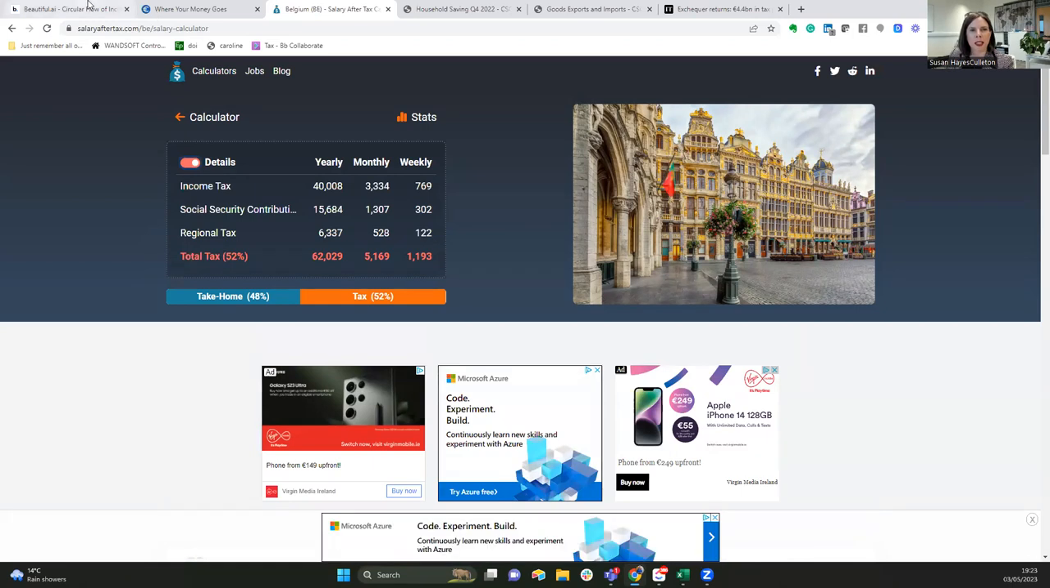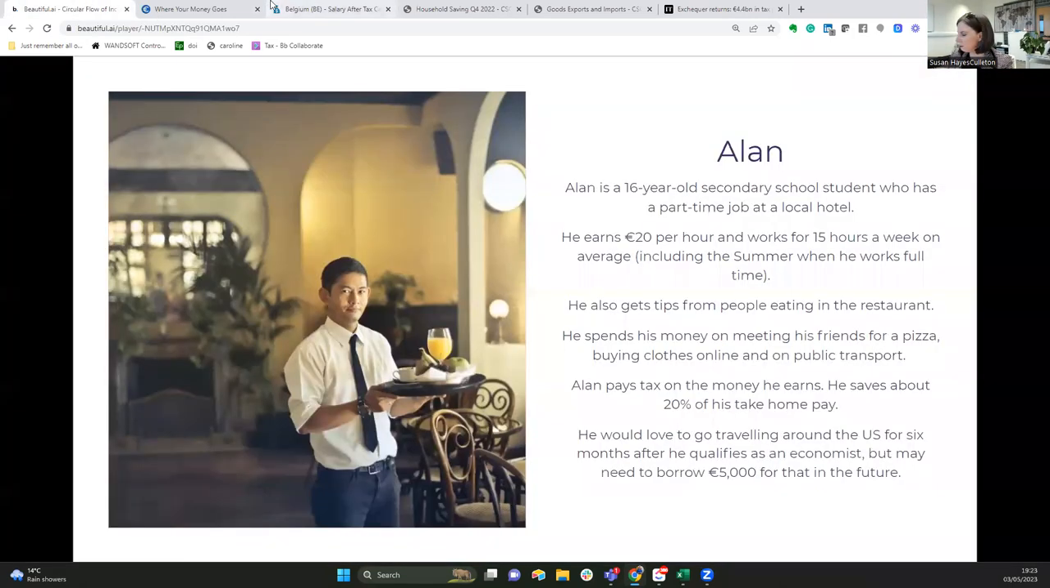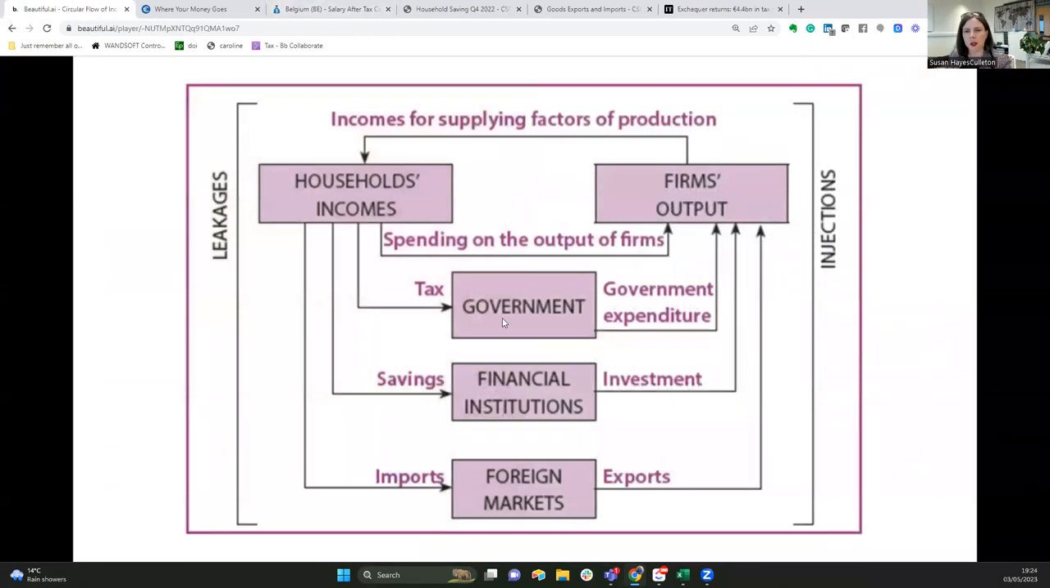Okay, so back here to our flow of income. As you can see here now, Alan pays tax on the money that he earns. And of course, it's likely that he also pays VAT, value-added tax, on the pizza that he buys, and perhaps on other things too. But on the other hand, over here, Alan receives the indirect benefit of the salaries of his teachers, and child benefit would go into his house as well.